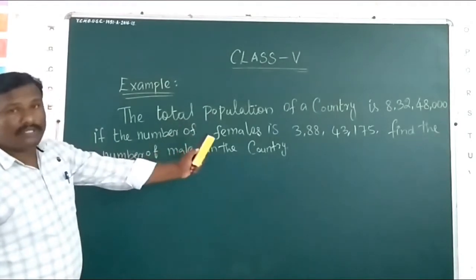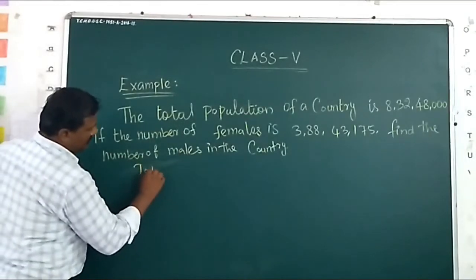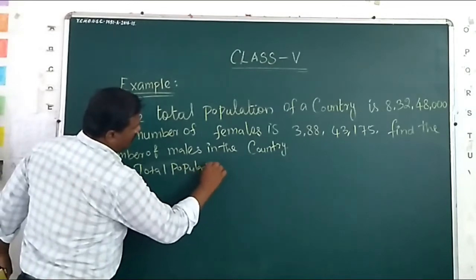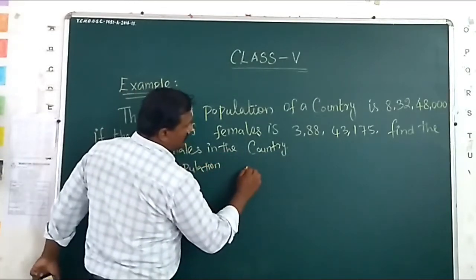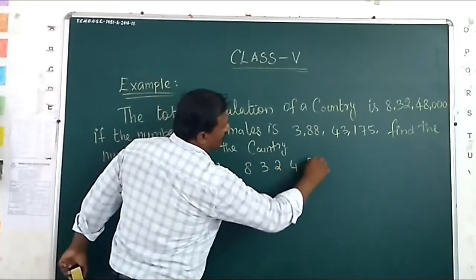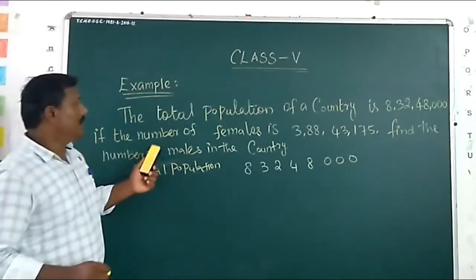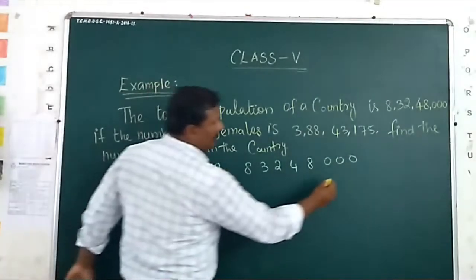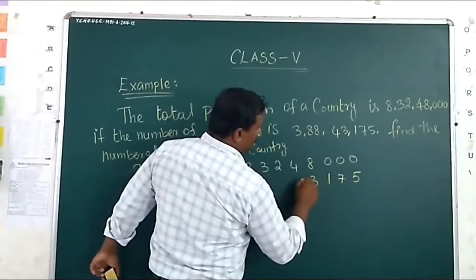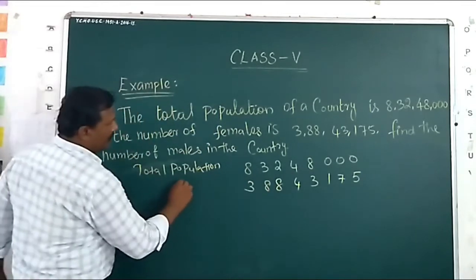So what counts do we have? We have the total count, the total population, 83,248,000. Then the female count, 38,431,75. This is the female count.